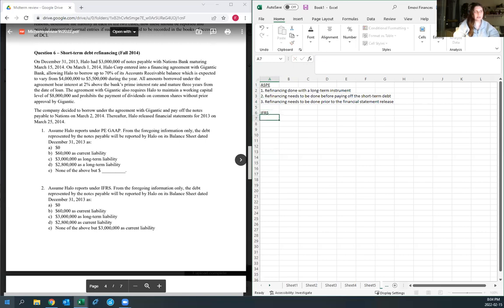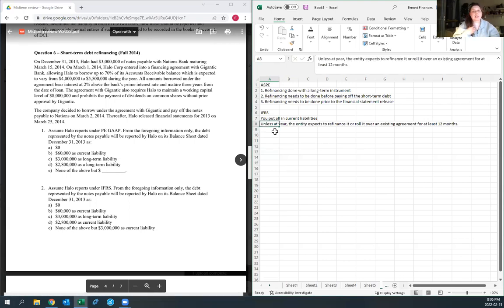Under IFRS, regardless of what's happening after year end, you put it all in current liabilities, unless at year end the entity expects to refinance it or roll it over under an existing agreement for at least 12 months. And it's up to the management to decide if they want to class it in their current or long-term liabilities.